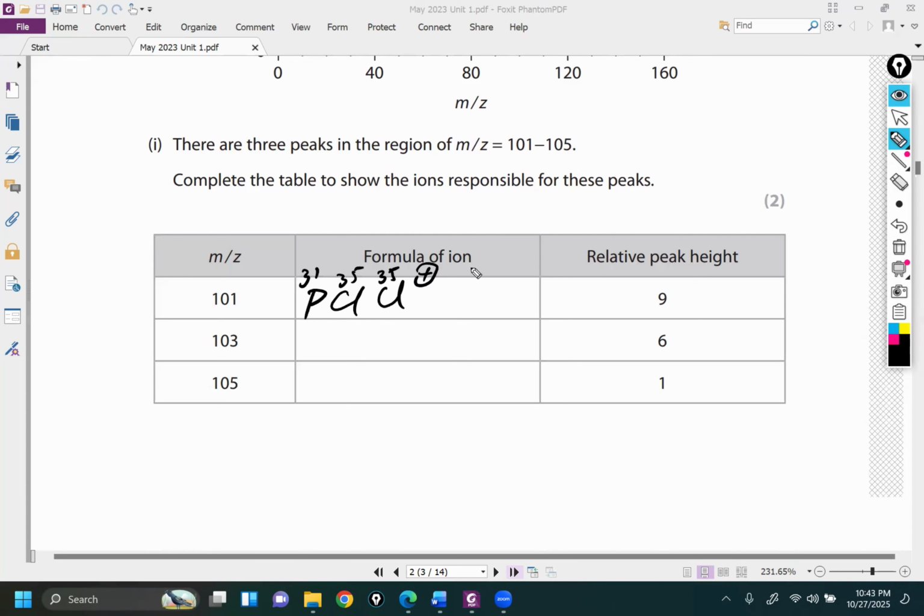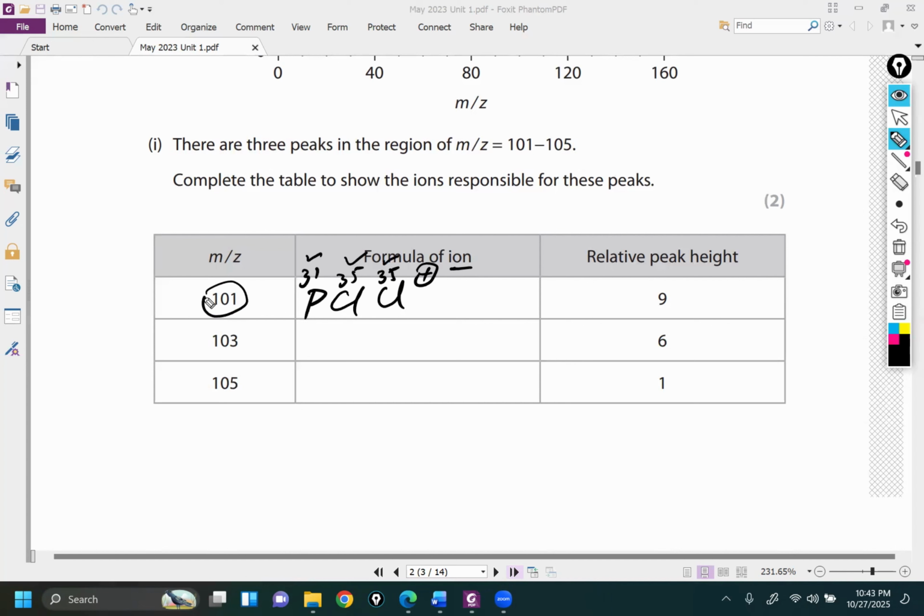Don't forget this charge because we are supposed to write the formula for the ion. So this is PCl2, in which phosphorus is 31 and each chlorine is 35. If you add 35 plus 35, 70, plus 31, so 101, and it carries positive charge.